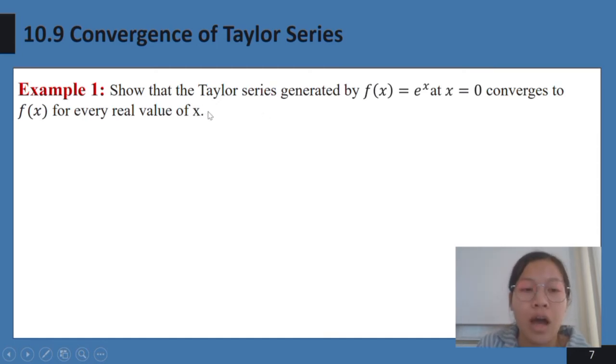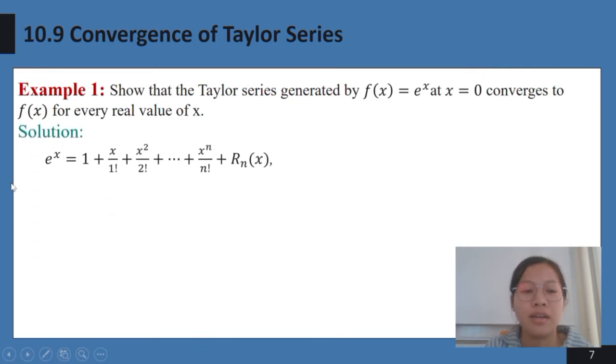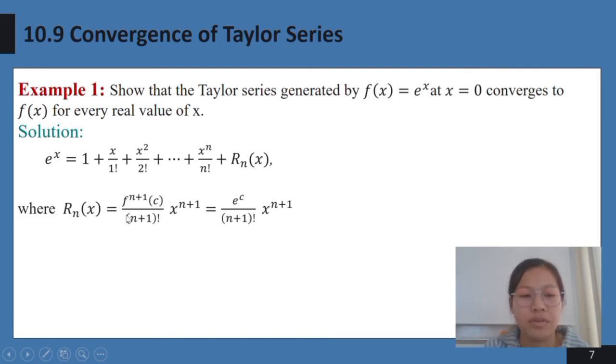So let's look at our first example. Show that the Taylor series generated by the function f of x equals e to the x at x equals 0 converges to f of x for every real value of x. So we know that the Taylor series of e to the x is equal to 1 plus x over 1 factorial plus x squared over 2 factorial and so on. And we stop right here at our remainder, and we know that the remainder is equal to this formula.